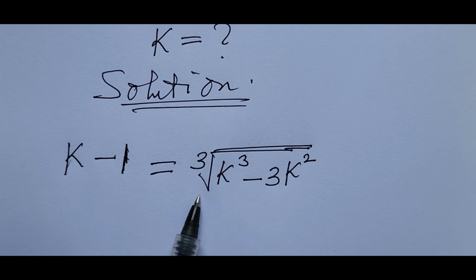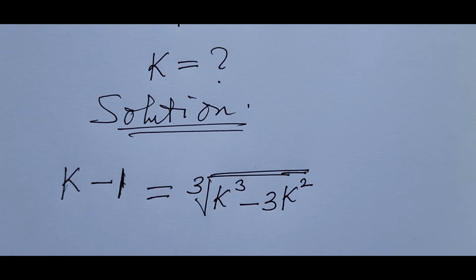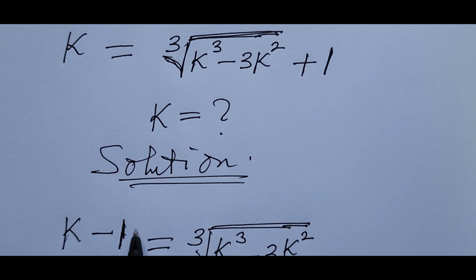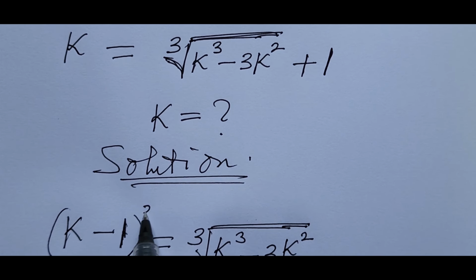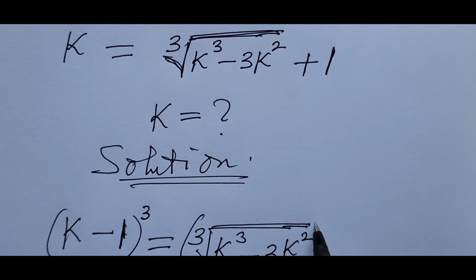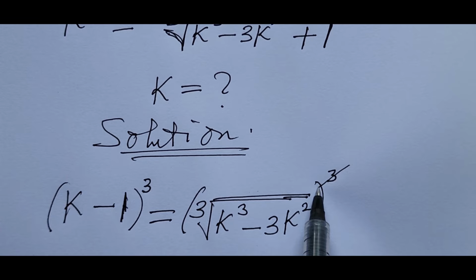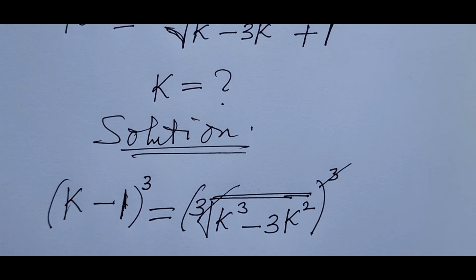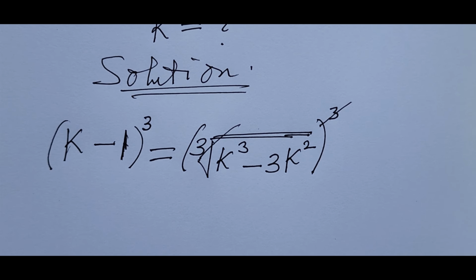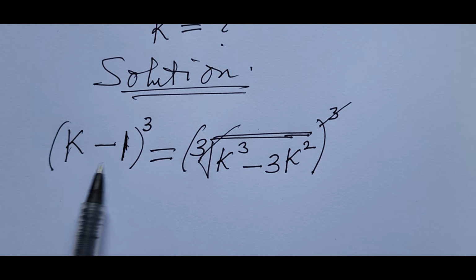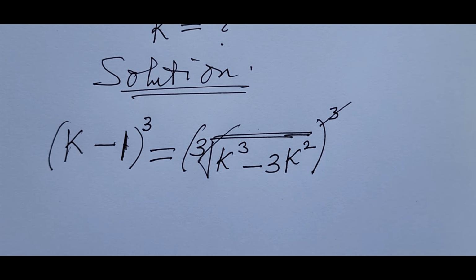Now we want to eliminate this radical. In eliminating this radical, we have to take the cube of both sides of the equation. So we take this, raise it to the power of 3, then we take this, raise it to the power of 3 also. So this power 3 takes care of this cube radical. Then we have to open up this expression. We can use the binomial expansion to open this up.